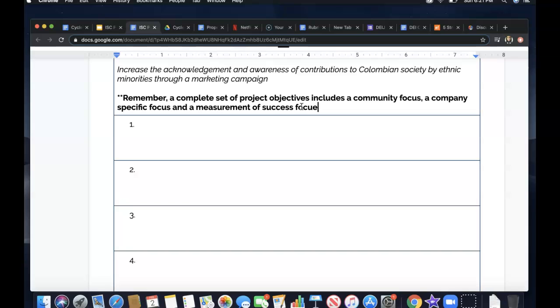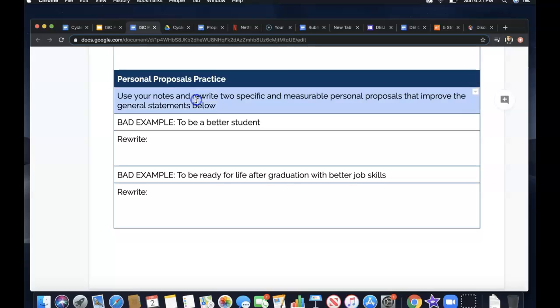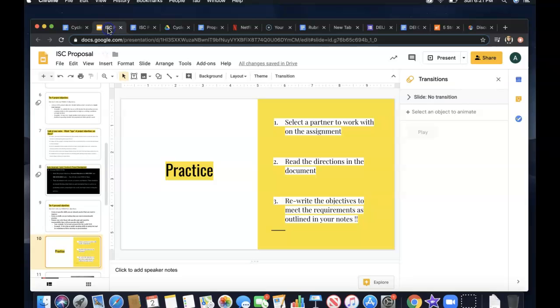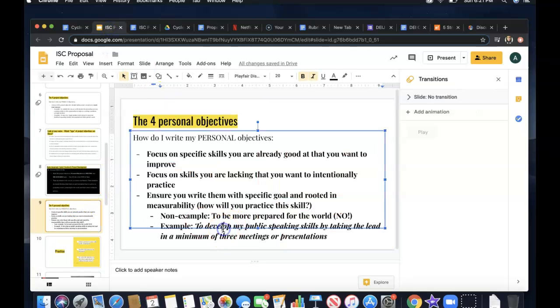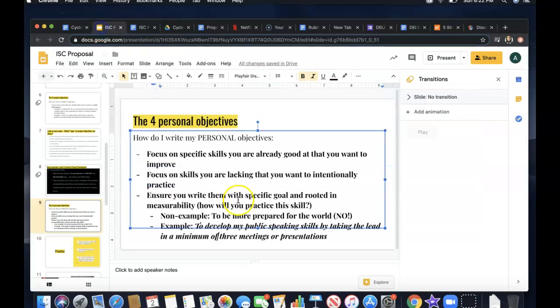And then for personal, use your notes. Again, they just took all these notes, have them rewrite these two. So for example, to be a better student does not go with what we just said. That needs to be a specific goal and measurability. So they would practice rewriting to be a better student. They would rewrite to be ready for life after graduation by using their notes in the example, that it has to have a specific skill and a specific how.